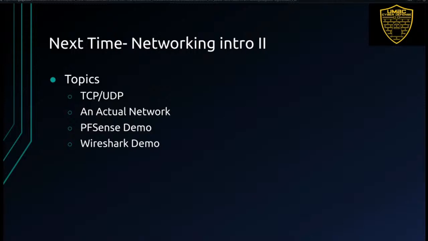So for next time, again, an actual network, this is going to be kind of showing a diagram of what a network might look like, or like a power user's home network, not necessarily a business network. pfSense is a router software. It's open source. You can download and mess around with it if you want. And Wireshark is a packet sniffer. So yeah, we'll look at some network traffic with that.